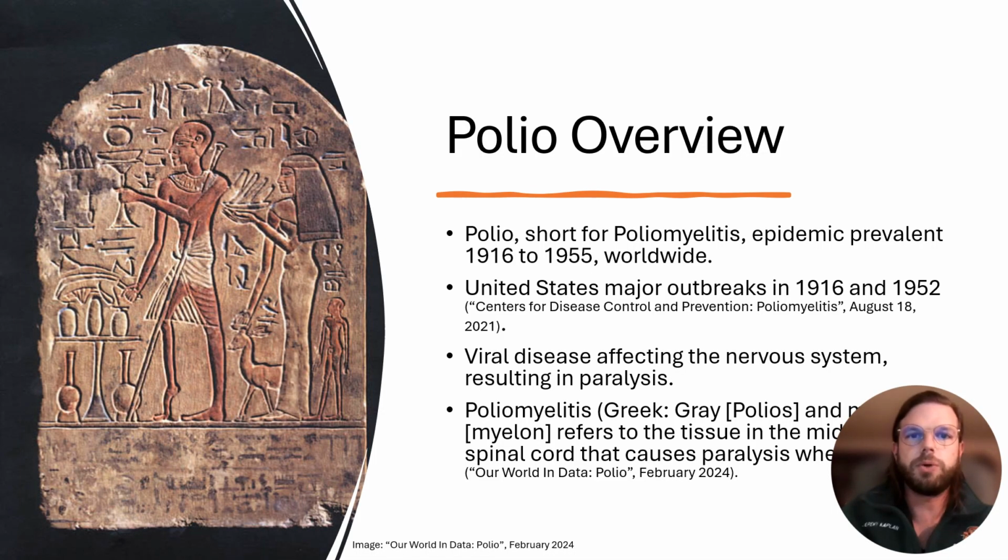Polio, short for poliomyelitis, epidemic was prevalent between 1916 and 1955 worldwide, and the United States saw two major outbreaks in 1916 and 1952. The viral disease affecting the nervous system resulting in paralysis is indicative of polio. Poliomyelitis, coming from the Greek terms polios, meaning gray, and myelin, meaning marrow, refers to the tissue in the middle of the spinal cord that causes paralysis when affected.